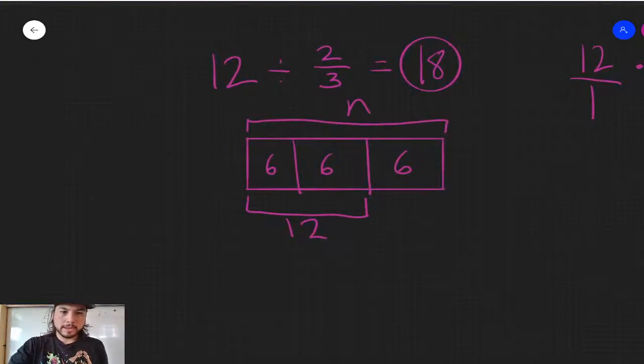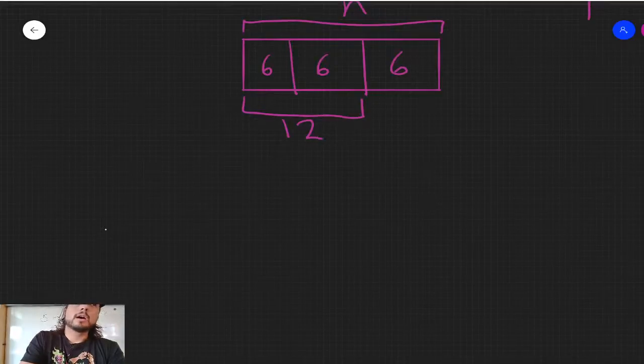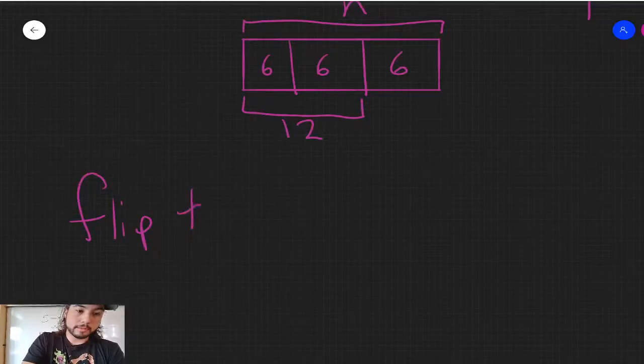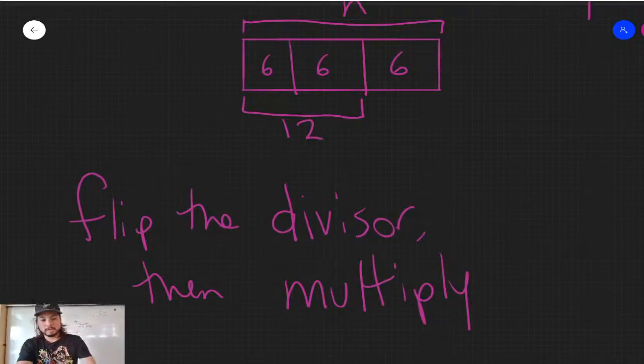Okay? So the name of the game here, when you get to your exit ticket, because you will see some that do not have, or the numerator is more than 1. Remember, flip the divisor, then multiply. Flip the divisor and then multiply. And if you do that, you should end up with an accurate answer.